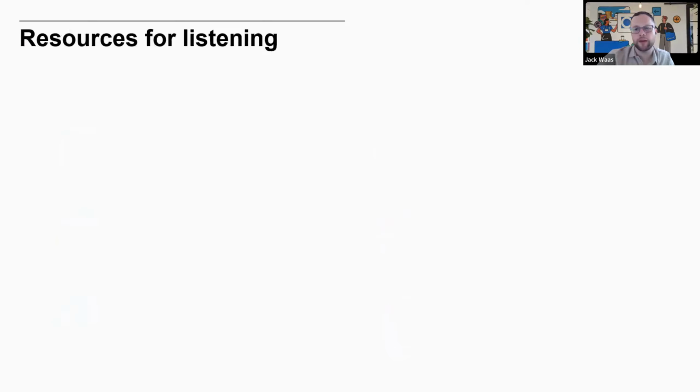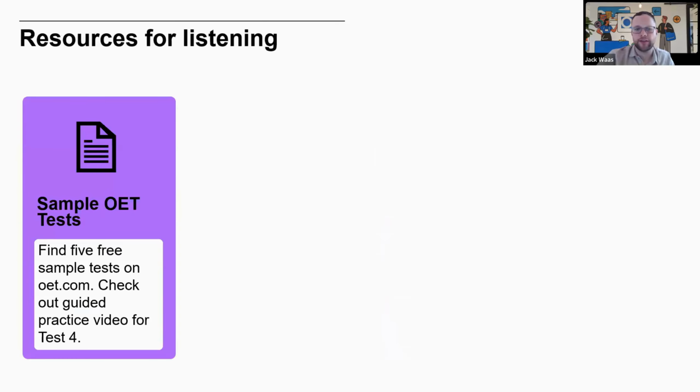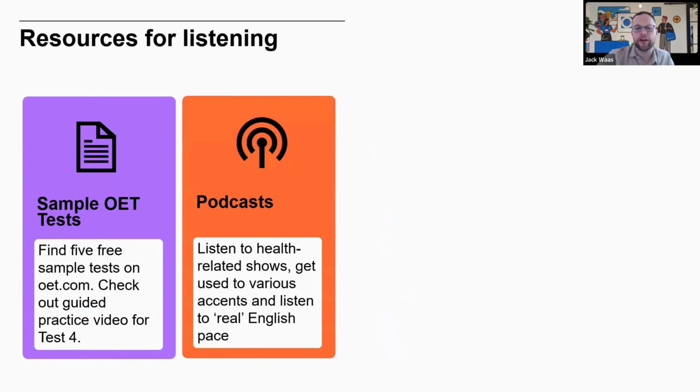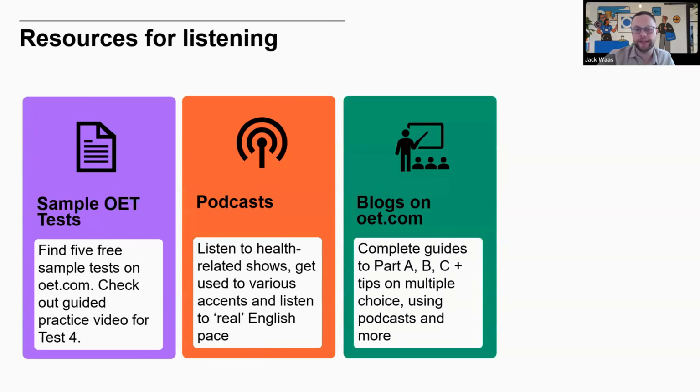All right, to finish us off with some useful resources and tools and websites. First thing is our sample test. I mentioned this a lot already. These are all on our website. There are different health-related podcasts that you could try listening to get used to various accents and to listen to real English pace, right? I mentioned before how it's important to practice with different types of accents. You should check out blogs on OET.com. So there are complete guides to part A, B, C, and tips on multiple choice questions using podcasts and more.